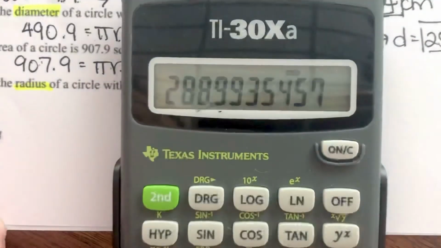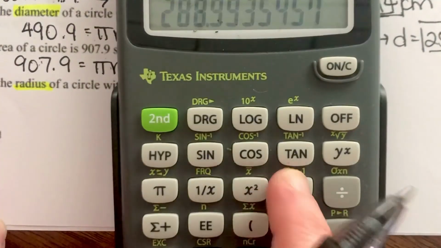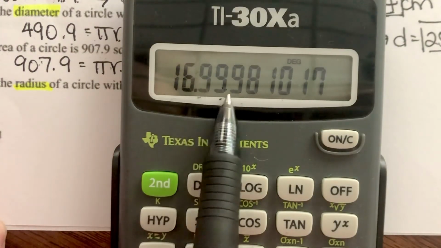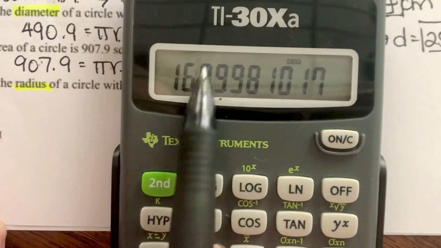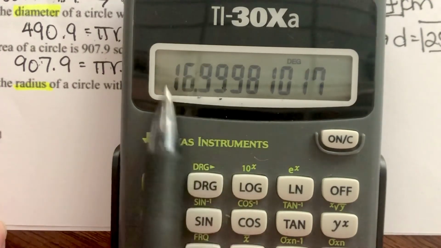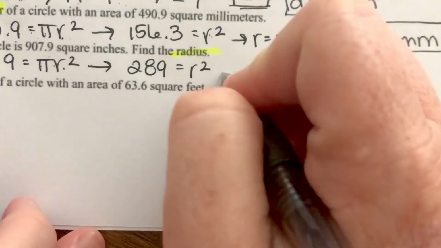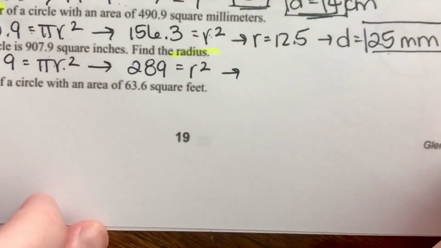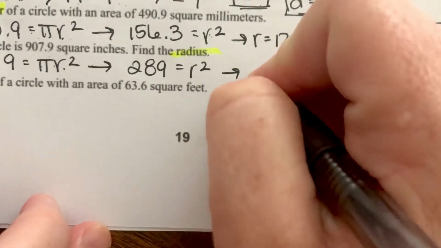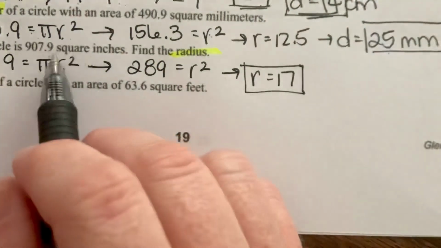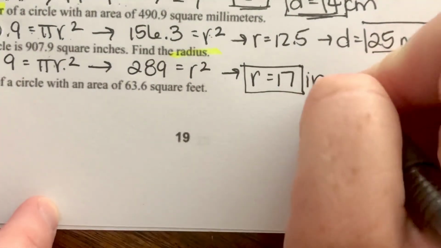In my calculator, I haven't cleared it out, so I'm just going to hit the square root button. And I get about 16.9998. So if I round it to the nearest tenth, I'm going to round this whole thing up to 17. So if I take the square root of both sides, I get positive or negative 17. But I can't have a negative number when I'm measuring something. So it's just about positive 17. And that's in, sorry, inches. I left that out again.